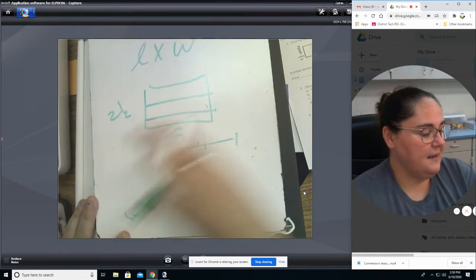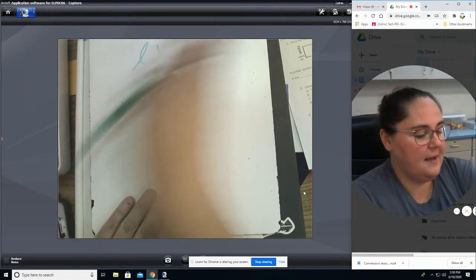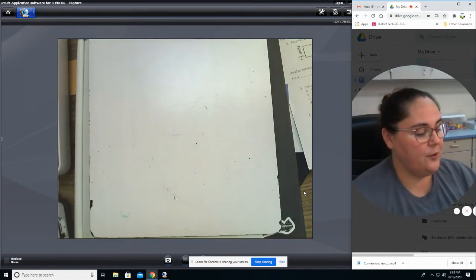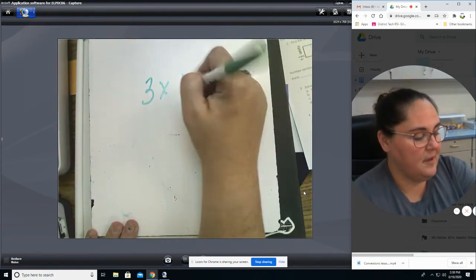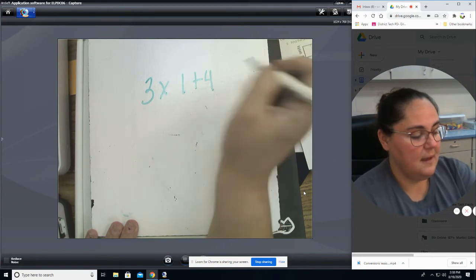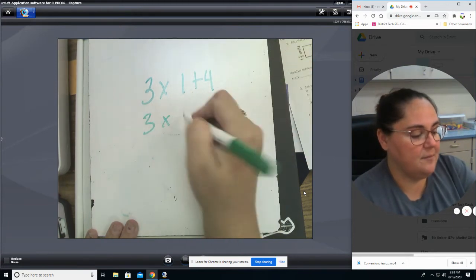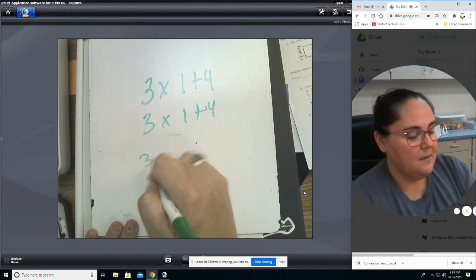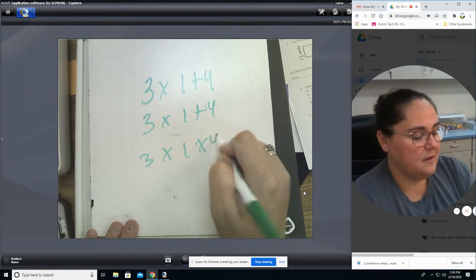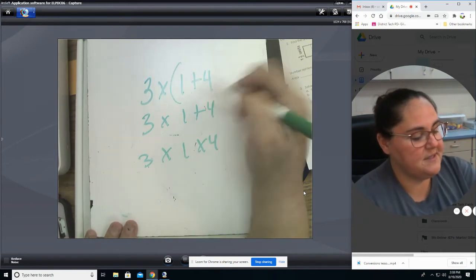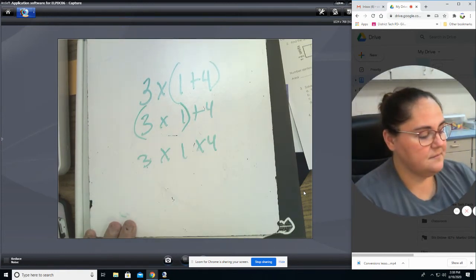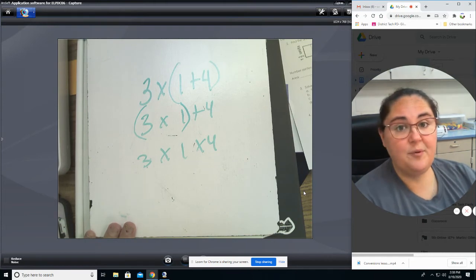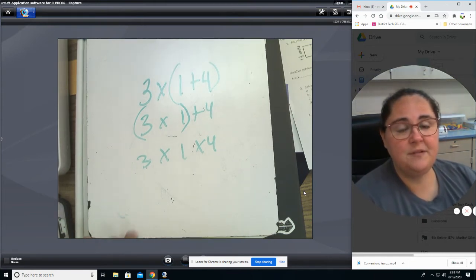Number 3 is going to be a problem. It's going to give you a problem that looks like this. 3 times 1 plus 4. And it's going to give you the same problem a couple of times. Only sometimes your parentheses will be here. Sometimes your parentheses will be here. Sometimes you won't have parentheses. So it's going to have you work the problem out different ways.